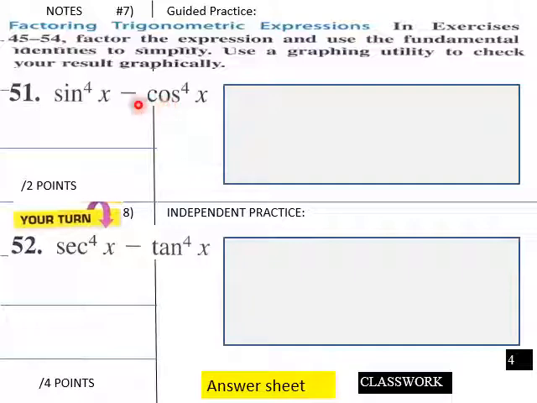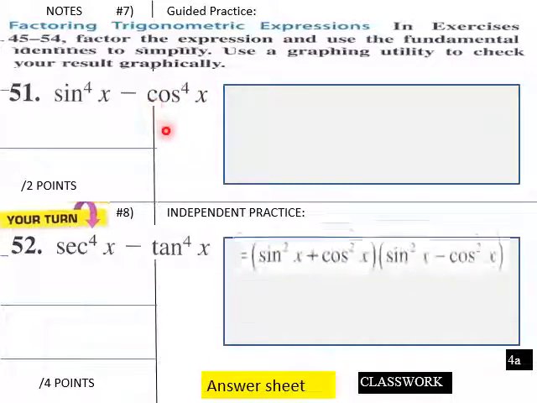Let's go into an example of guided practice using that same technique for sine to the 4th power x minus cosine to the 4th power x. Down here, students, this is yours. Let's pay attention to this. Factor the expression and use the fundamental identities to simplify, and we'll use a graphing calculator to check it.